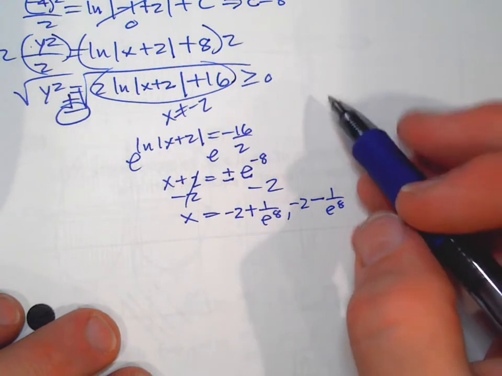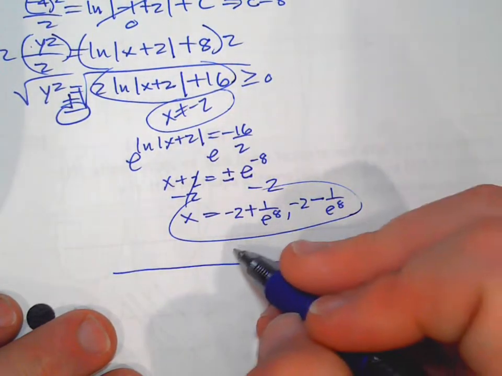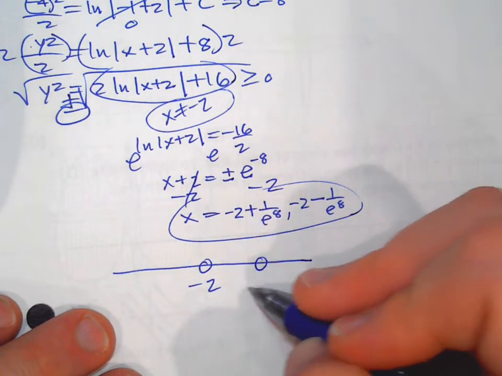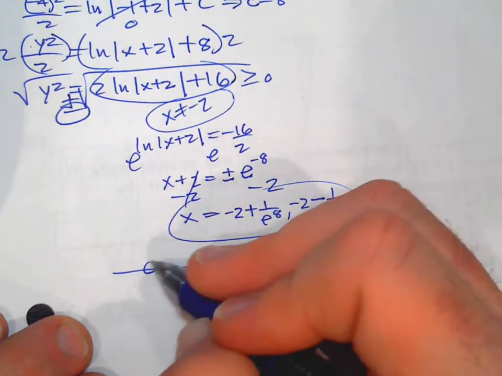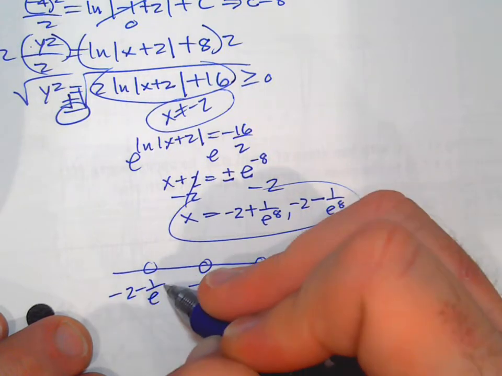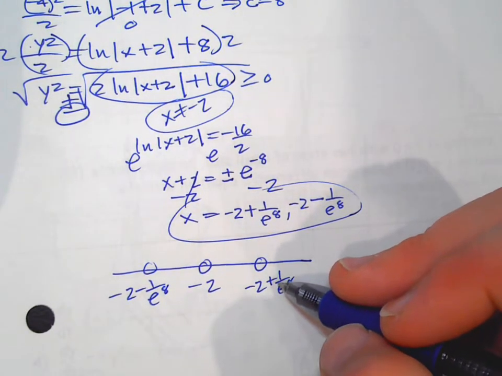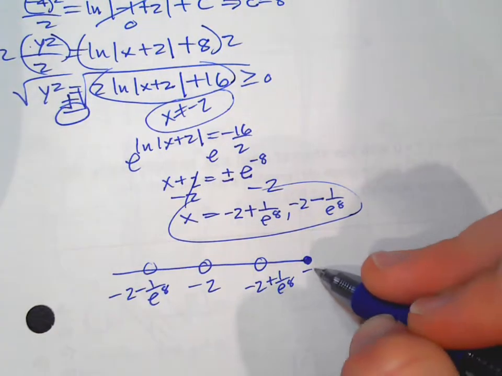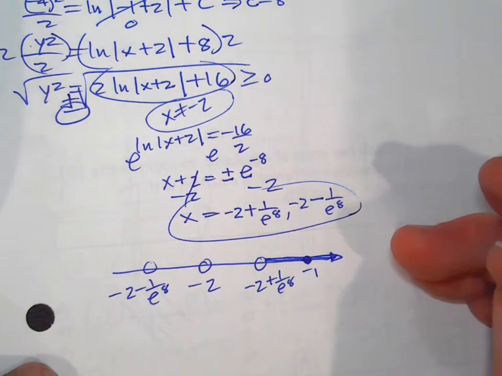So we have a bunch of different values. If we do a little line here, open circle at negative 2. This is a little bigger than negative 2. This is a little smaller than negative 2. You just got to get them in the right place, left to right. And then this is pretty much just almost negative 2. So negative 1 is for sure over here, for the open interval for the domain.